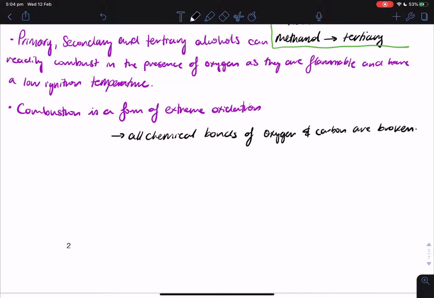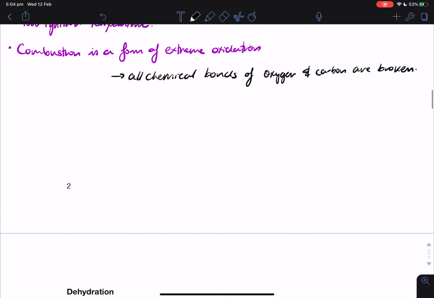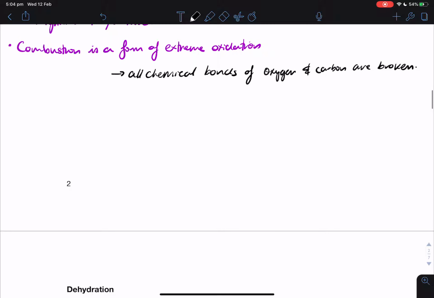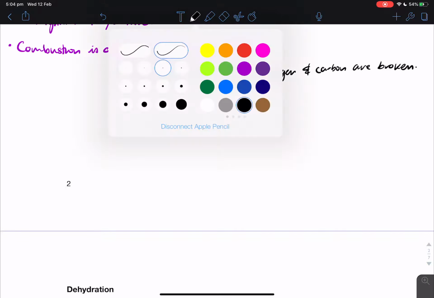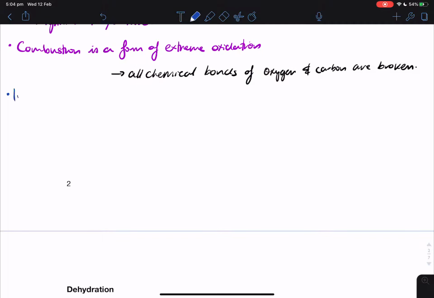Now let's actually go through what happens in an oxidation reaction. You should have learned this by now in junior science, but if you didn't, we're going to go through it very quickly. In a plentiful supply of oxygen, alkanols or alcohols are going to undergo complete combustion. So, in excess oxygen, we have complete combustion.